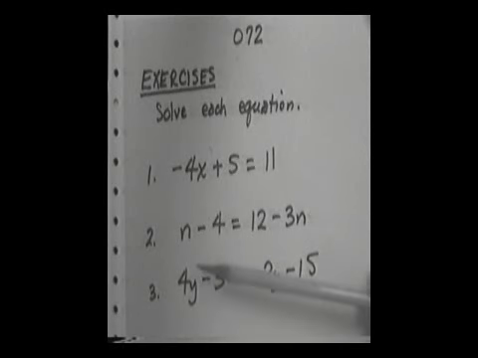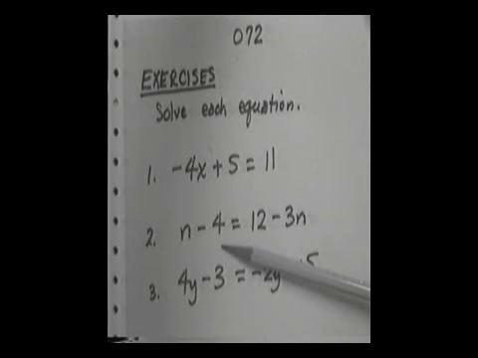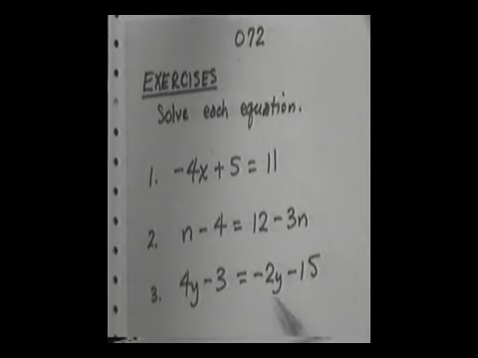Exercise 2, n subtract 4 equals 12 subtract 3n. Exercise 3, 4y subtract 3 equals negative 2y subtract 15.